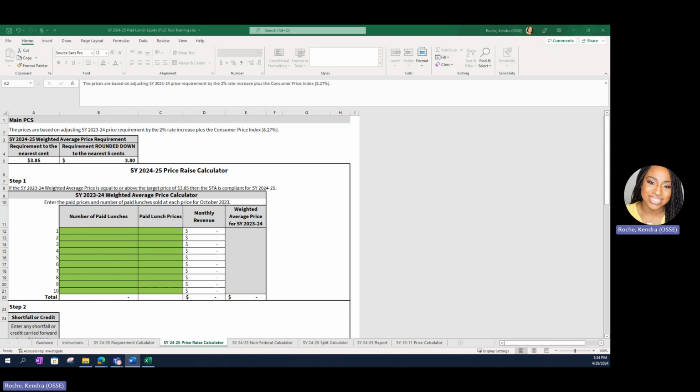The next step is to enter the total number of paid lunches and lunch prices for each site for October 2023. To find these numbers, go to Orchard, Nutrition Management, Claims, 2024 fiscal year, Processed, and click on the NSLP claim for October 2023. Note the number of paid lunches for each site and enter these numbers into the column on the PLE tool.